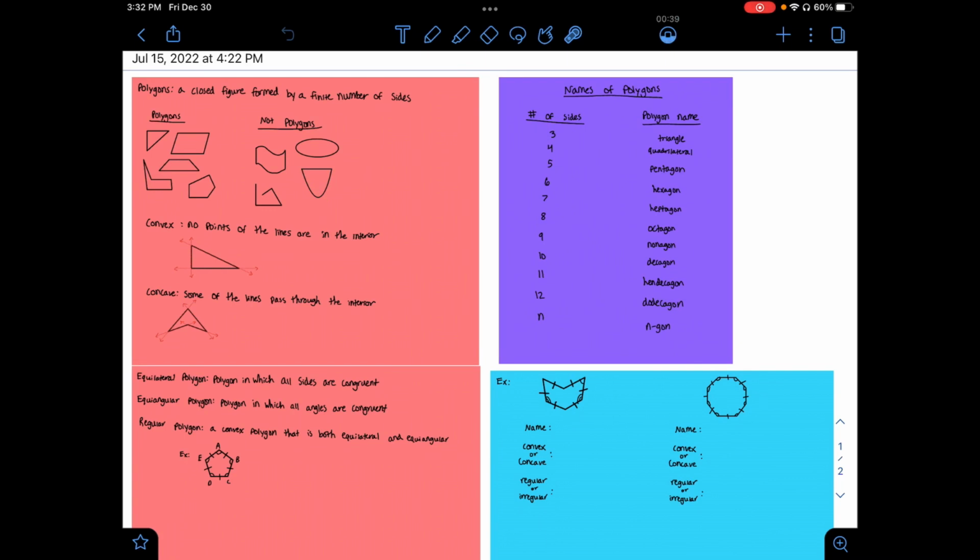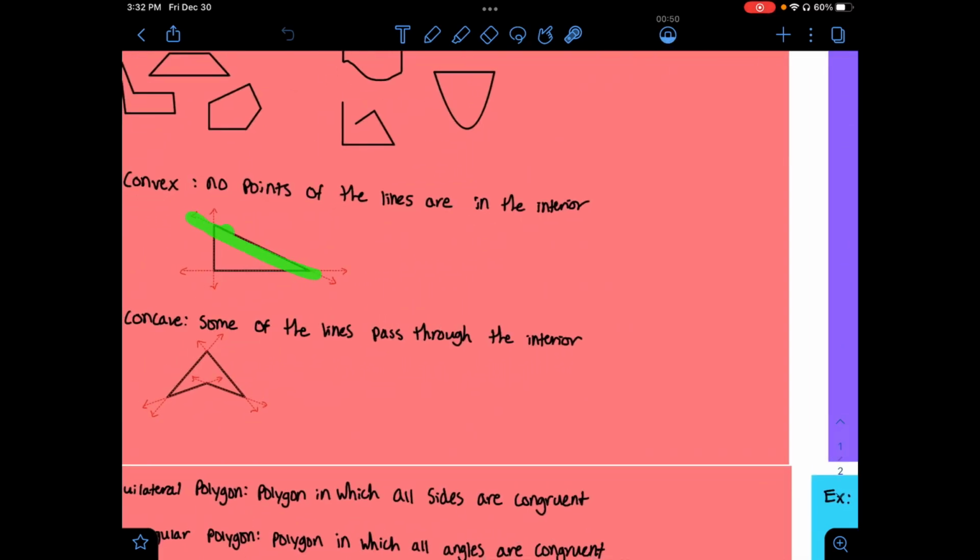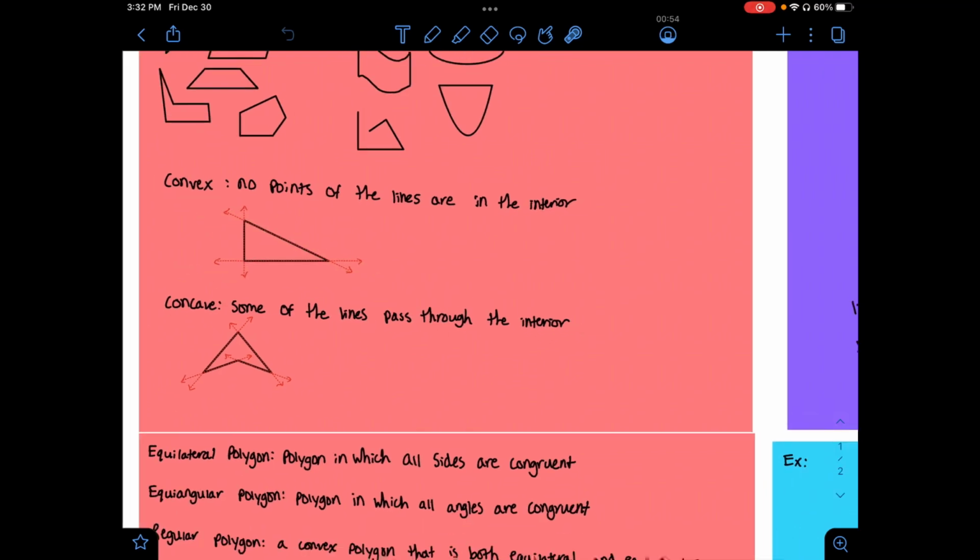So there are two different types of polygons, convex and concave. Convex is when no points of the lines are in the interior. So you can draw your own lines farther than this side, and none of them go to the interior, it's convex. But here, see, if you draw these, they go inside of the polygon, so that's concave.